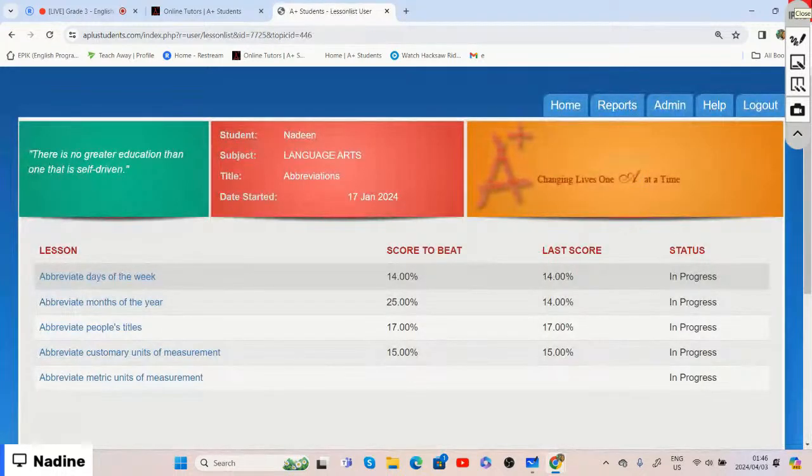All right, so this is now the end of our lesson on abbreviations. We said abbreviations are shortened words or shortened versions of that word, right? We abbreviated months of the year, days of the week, and people's titles, right? And remember, whether we abbreviate them, they still need to be written with a capital letter and followed by a period, right?